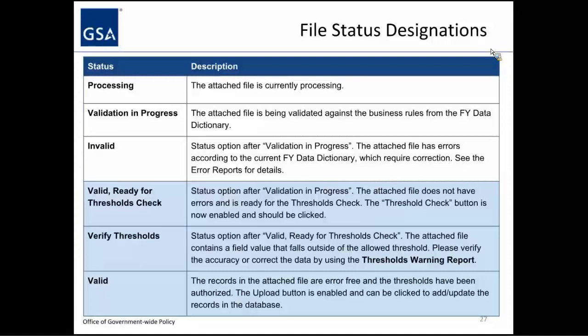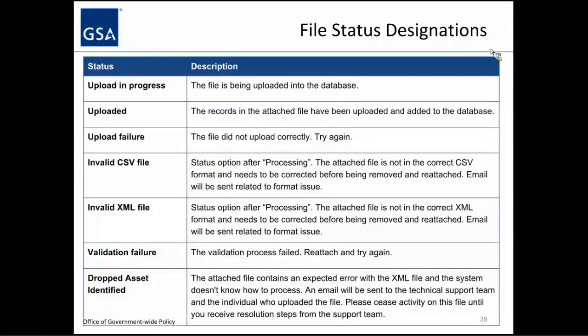If you see the Valid status, this means that there are no errors in the file and the agency administrator can select Upload. That will then be added to the inventory for the agency. Next we have Upload in Progress. This means we've completed all of those validations and thresholds, and the file is now in the process of being uploaded. If you see Uploaded, it means the file's attached and it's been uploaded to the database. Upload Failure means that there could have been multiple issues with that upload, so go ahead and try again on the system. This could be for several different issues.